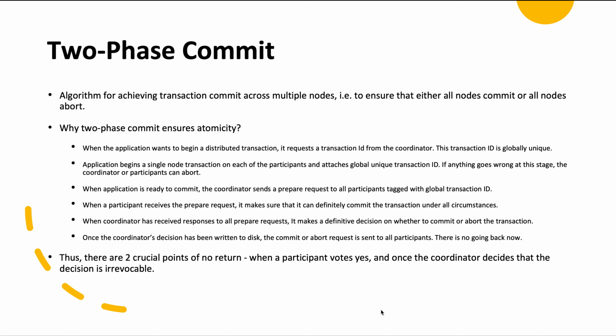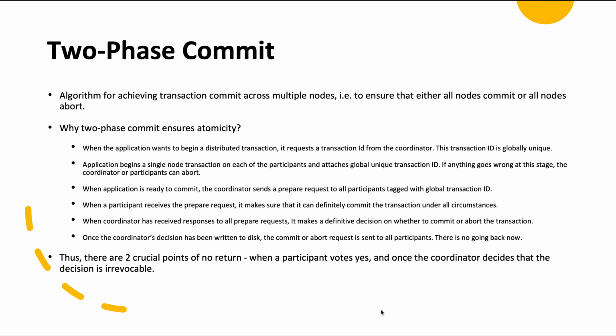How does two-phase commit ensure atomicity? Let's look at the various steps it undergoes. Whenever the application wants to begin a distributed transaction, it requests a transaction ID from the coordinator, and this transaction ID is globally unique. The application then begins a single-node transaction on each of the participants and attaches this globally unique transaction ID to it. If anything goes wrong at this stage, then the coordinator or participants can abort.